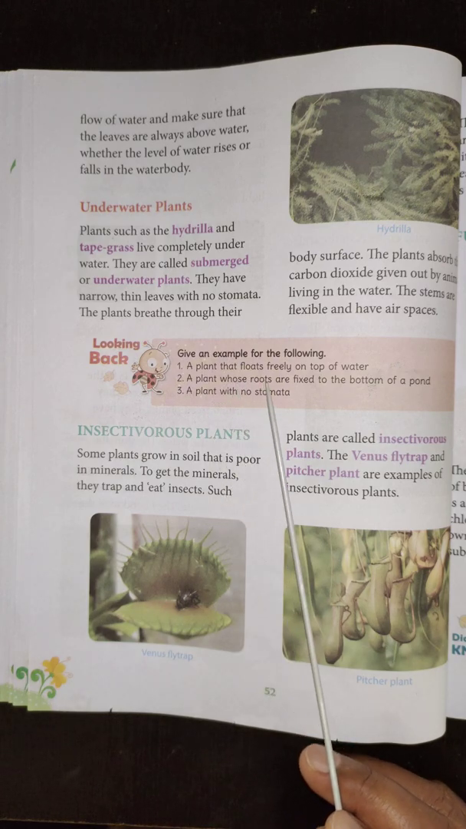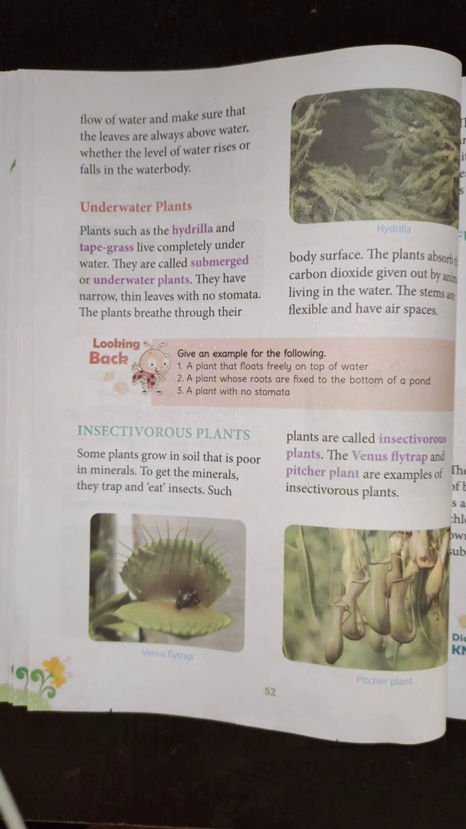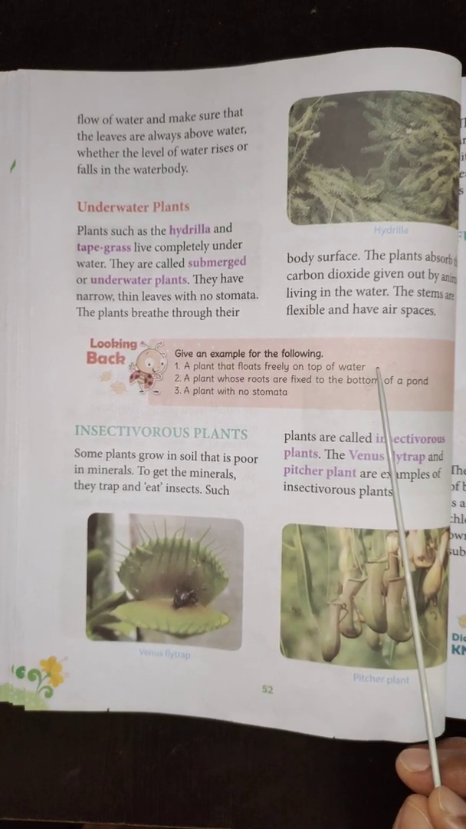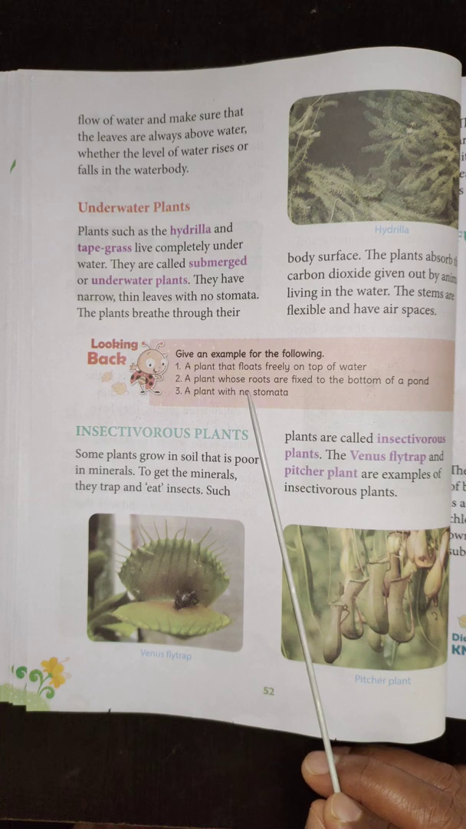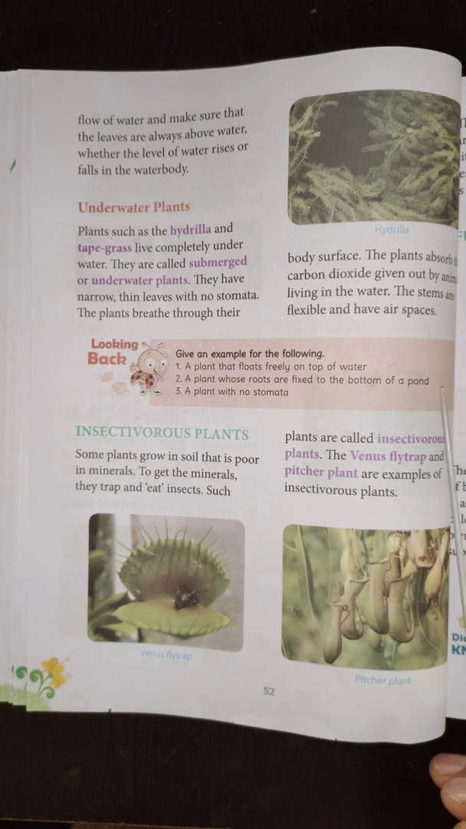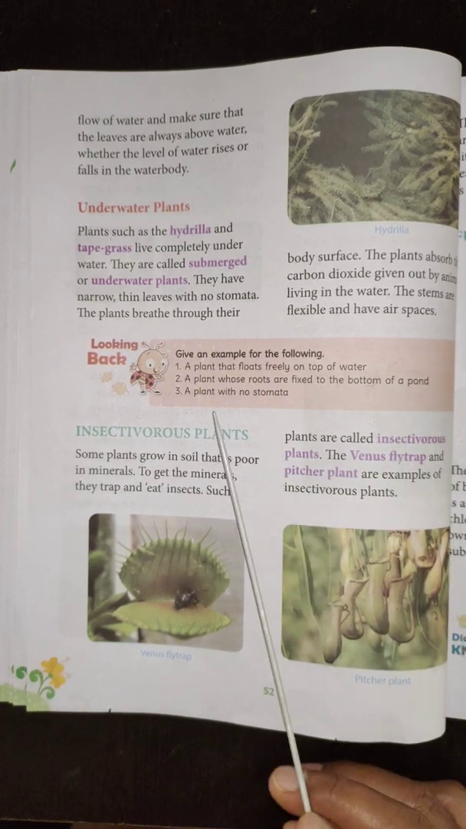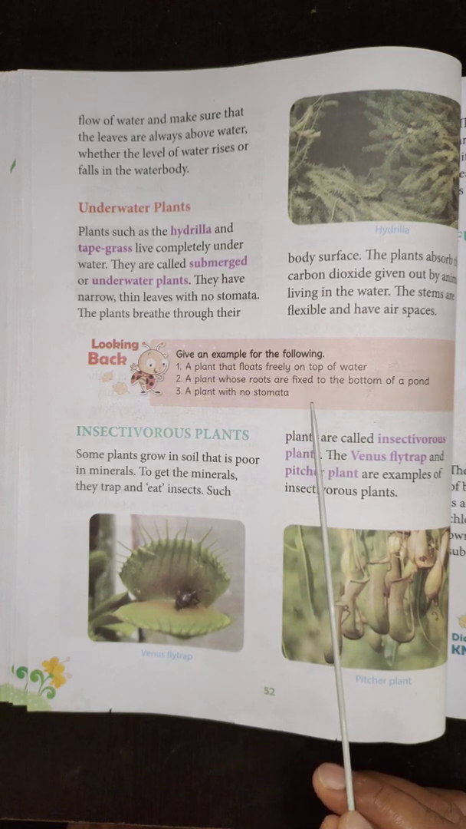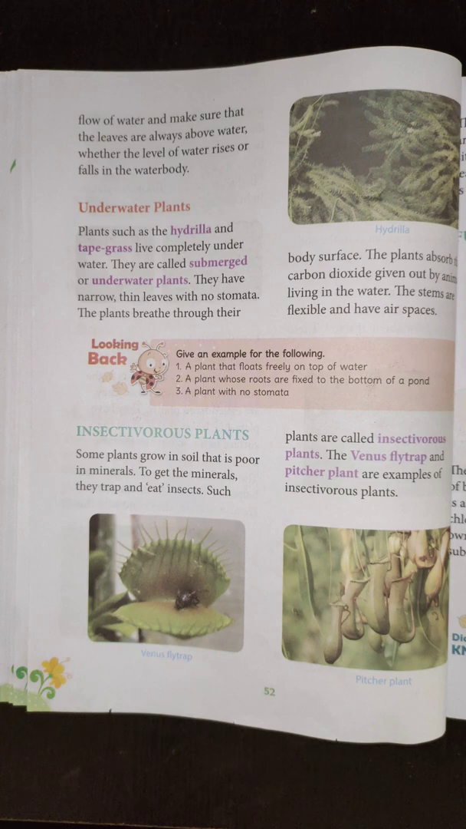For a plant that floats freely on the top of water, you can give the example of duckweed, water hyacinth, or water lettuce. For a fixed plant, you can give the example of lotus. For a plant with no stomata, you can give the example of underwater plants, like hydrilla or tape grass.